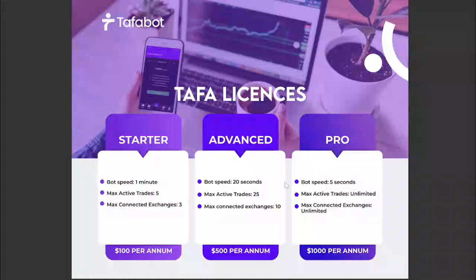Now let's take a look at the licenses. These are the three licenses that you get on Tafa. You have the starter, the advanced, and then the pro. The bot speed of the starter package is 1 minute. I wanted to stop a trade and then increase my capital on my exchange, so I had to stop the trade manually on my exchange. By the time I stopped it and was trying to get to the Tafa platform to stop the bot, it had picked another trade immediately.